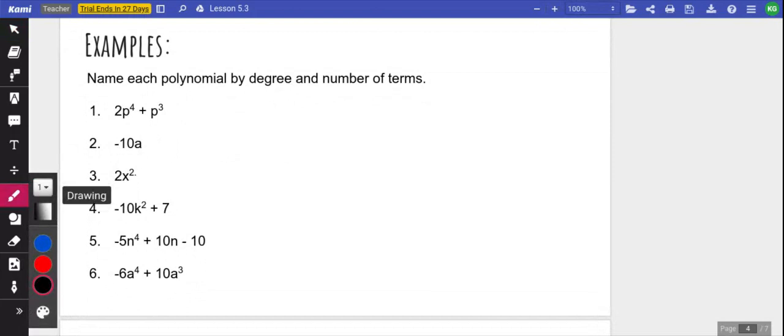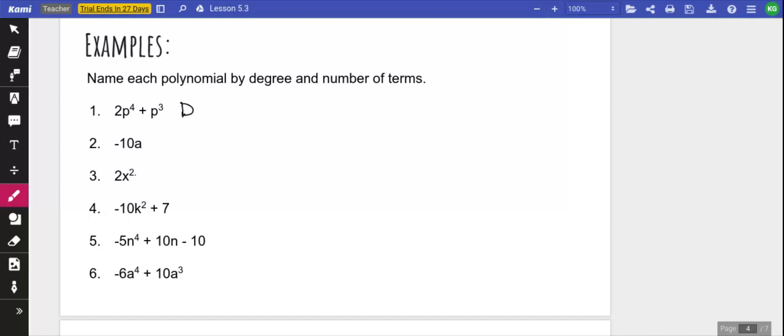Okay, for the examples, name each polynomial by degree and number of terms. So remember, we'll start with the degree, and the degree is the highest exponent on a variable. So I'm looking at my exponents here, and I see the highest one is a 4. Then, based on the number of terms, every time you see a plus sign or a minus sign, that's going to separate our terms. So I have one term, and then a break, and then 2 terms. So this is a binomial.